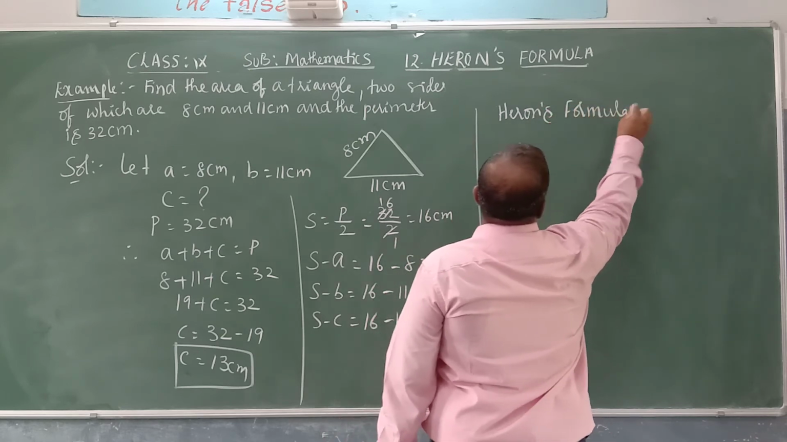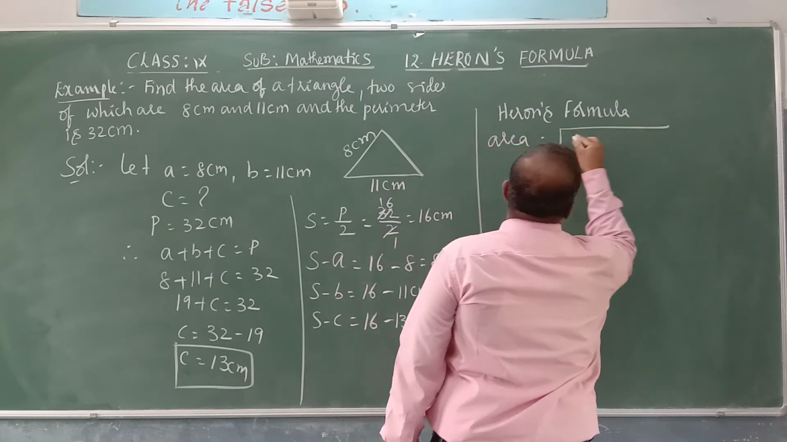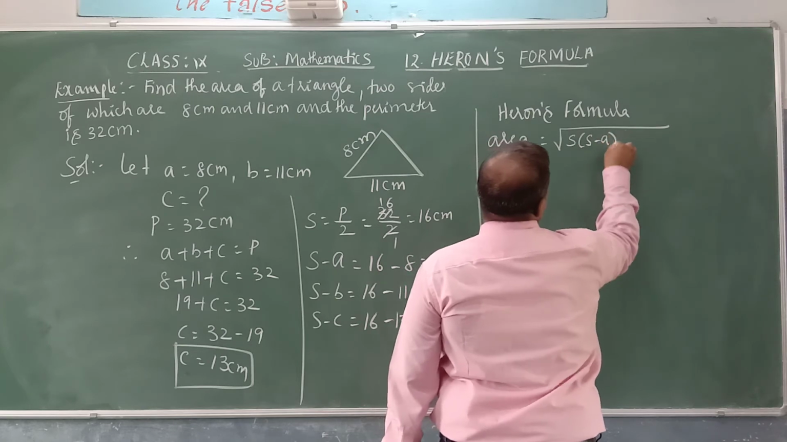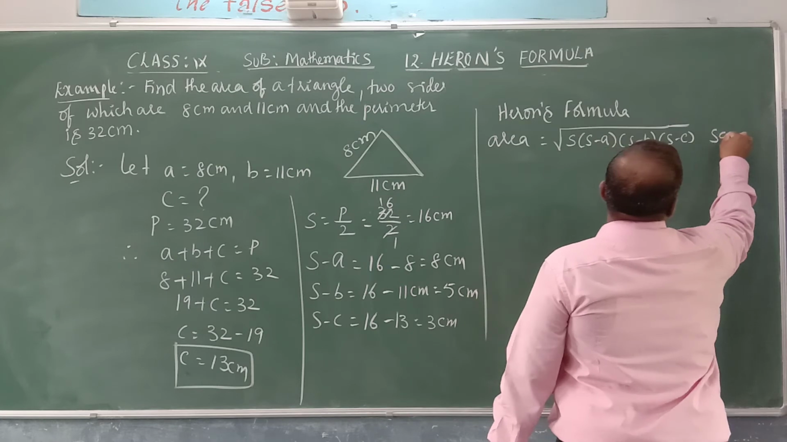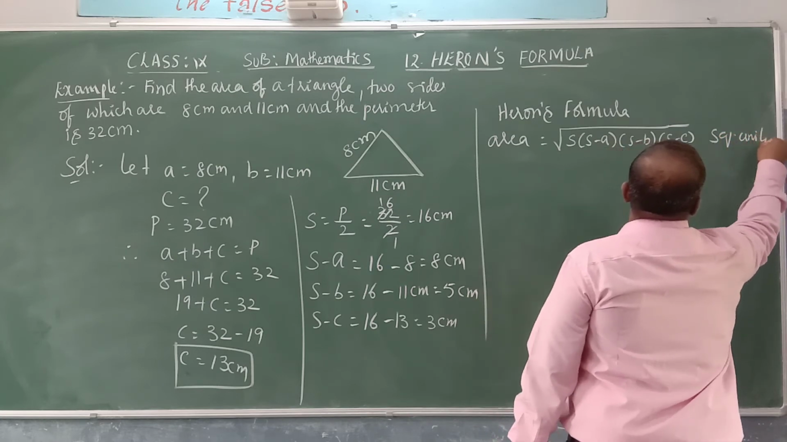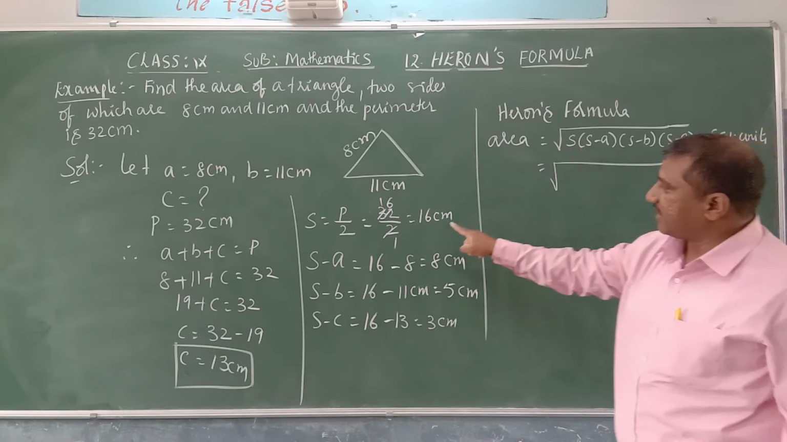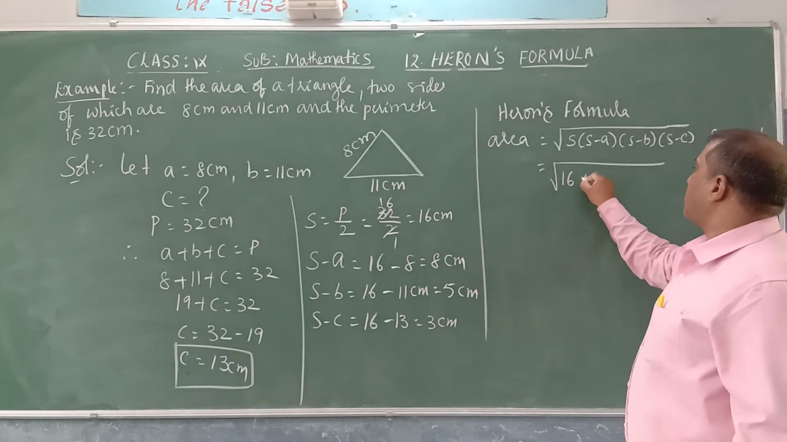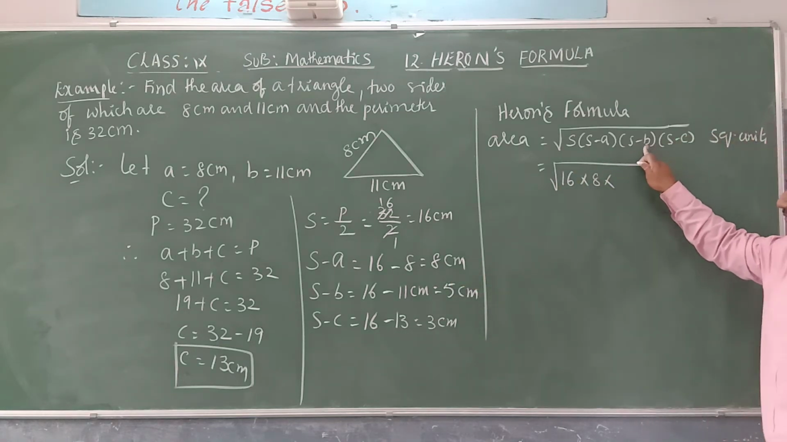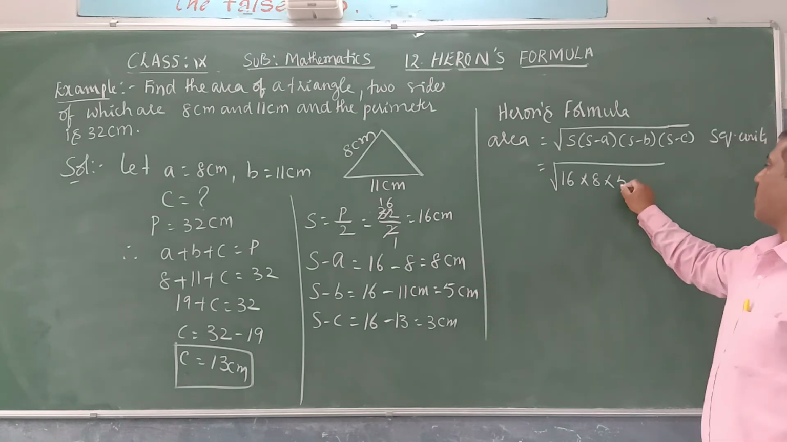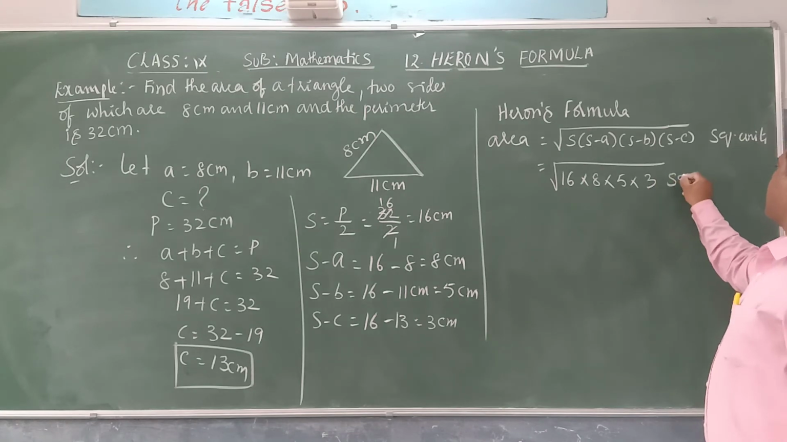So what is that formula? It is area of a triangle is equal to square root of S into S minus A into S minus B into S minus C square units. Now you substitute those values in the formula. Square root of S is equal to what? 16 into S minus A is equal to 8, into S minus B is equal to 5, into S minus C is 3 square centimeters.